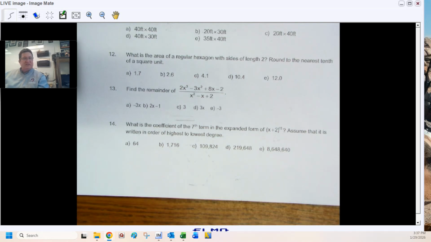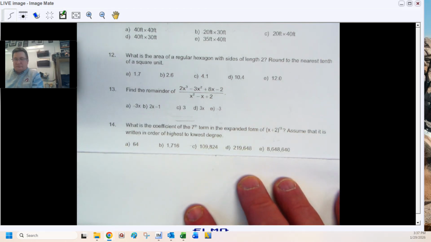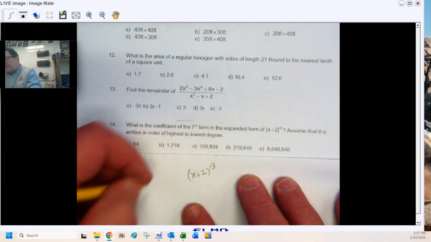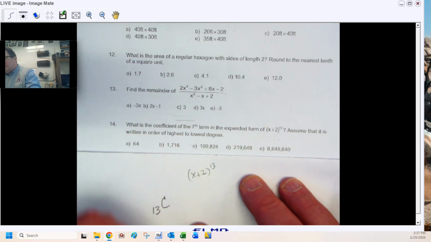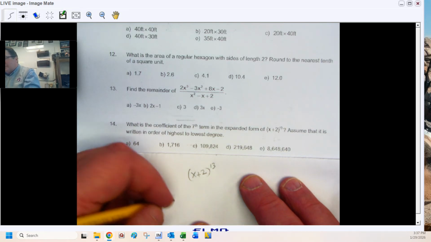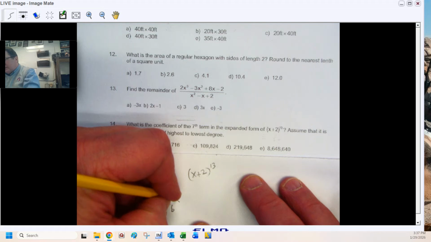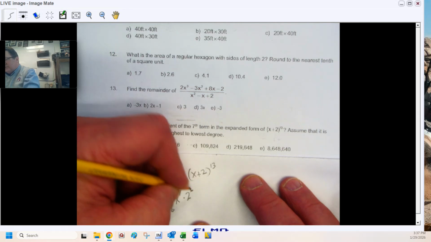Number 14 says, what's the coefficient of the 7th term of the expanded form of (x + 2) to the 13th? So this is a Pascal's triangle problem. And so it would be 13 nCr, and we want the 7th term. Remember, it starts with the 0th term, so we want 13 nCr 6 times x to the 7th, and then that would be 2 to the 6th, okay?